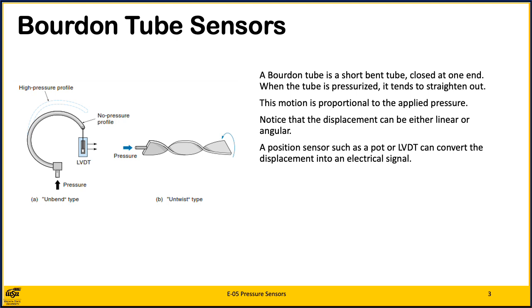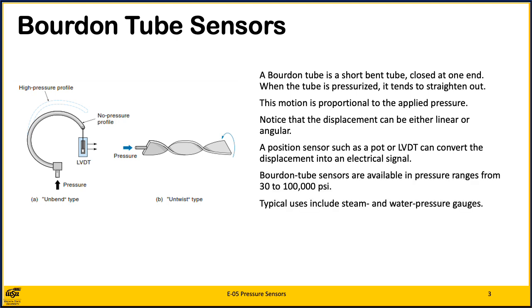Bourdon tube sensors are available in pressure ranges from 30 to 100,000 psi. Typical uses include steam and water pressure gauges.